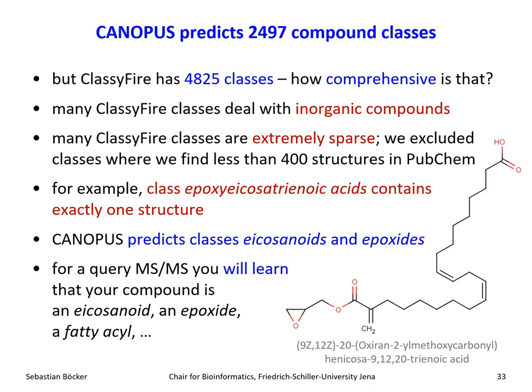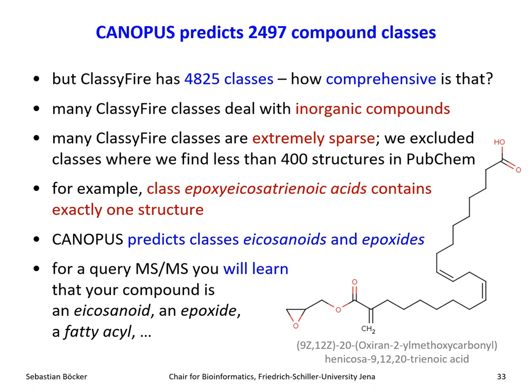But if you leave that away, I would say we are comprehensive. But then some people mentioned that ClassyFire has more than 4,800 classes, and we only predict 2,500. Why do I still think this is comprehensive? Because this was a deliberate decision. We don't predict the other compound classes because we don't want to predict them. And why not? There are good reasons. A lot of compound classes are for inorganic compounds, and we are focusing on organic compounds. That's where we have our tandem MS training data.